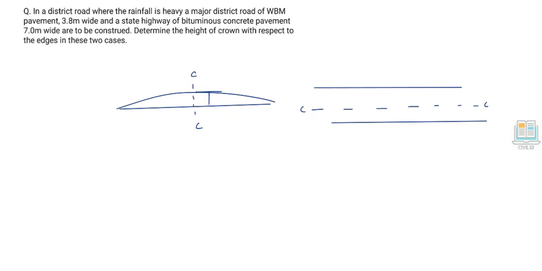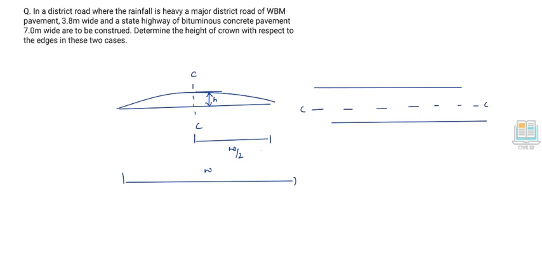This raised portion we call a camber. So it has to be evaluated with respect to half of the total width. If total width is W, we have to consider W by 2. So based on different road conditions and the intensity of the rainfall, the percentage of the camber with respect to the width has been specified.